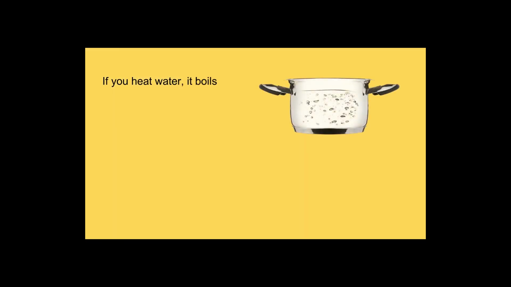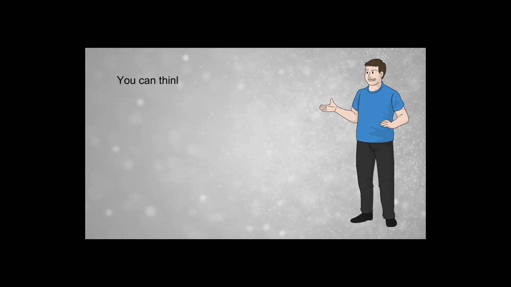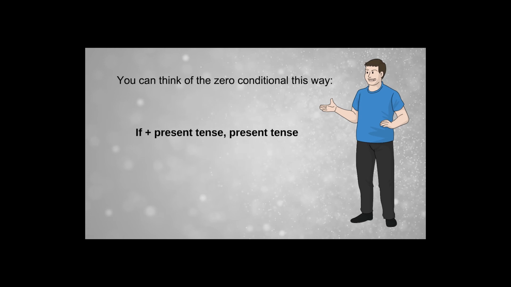Zero conditional structure. If you heat water, it boils. If you heat water is the if clause. It boils is the main clause. In the if clause, it's include if, subject, and the verb in the present simple. In the main clause, it's include subject, verb in the present simple. You can think of the zero conditional this way. If plus present and present tense.